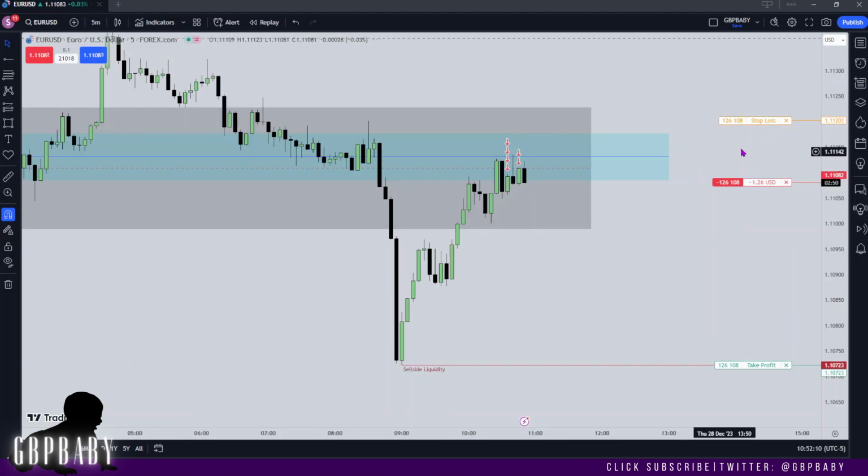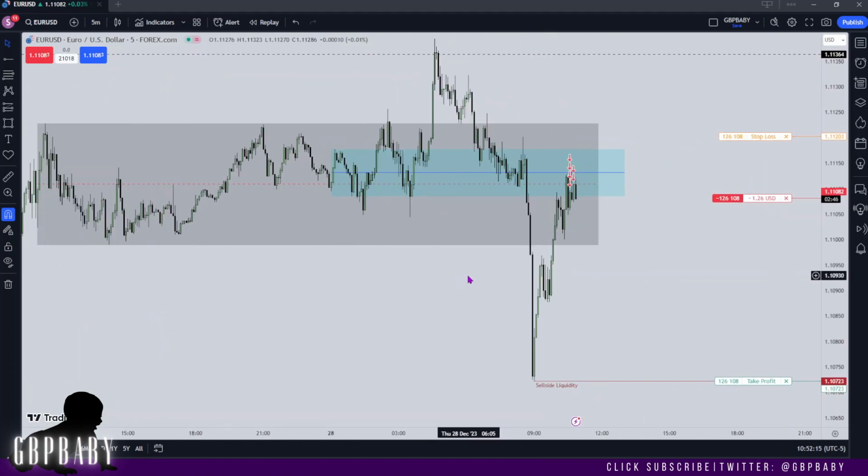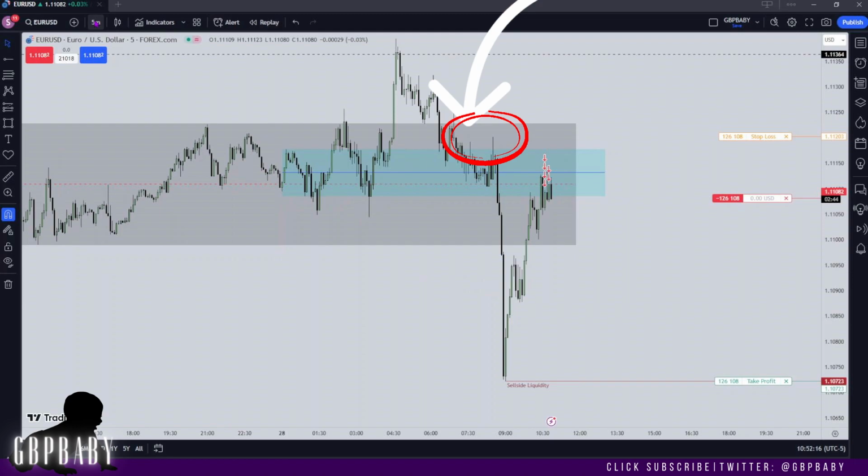And then furthermore, you'll also notice that that swing high where the stop loss is positioned has also taken out a short-term swing high already. So again, there's no reason for price to need to reach back up there if we are going to be trading lower.